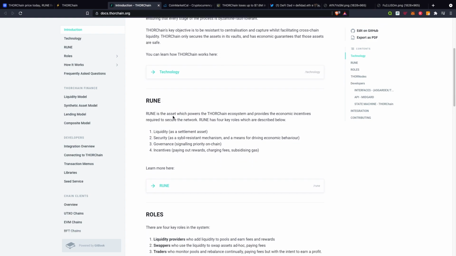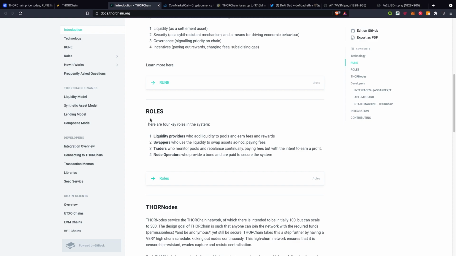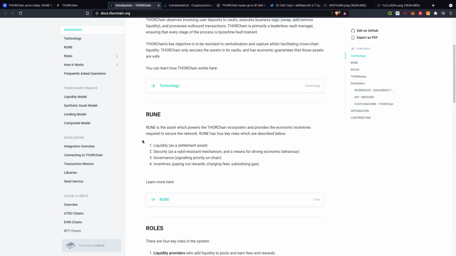Rune is the asset which powers the THORChain ecosystem and provides the economic incentives required to secure the network. Rune has 4 key roles which are described below: liquidity, security, governance and incentives. Again, go ahead and check out more of what it is. In terms of the key roles in the system, there's liquidity providers, swappers, traders and node operators. So guys, hopefully that gives you more of a gist of what it is.